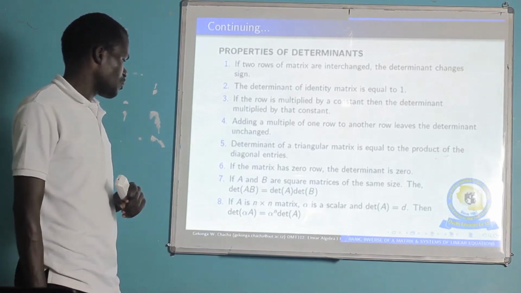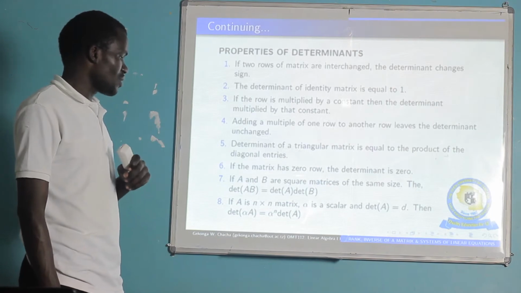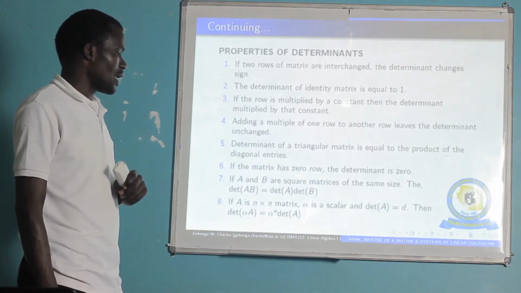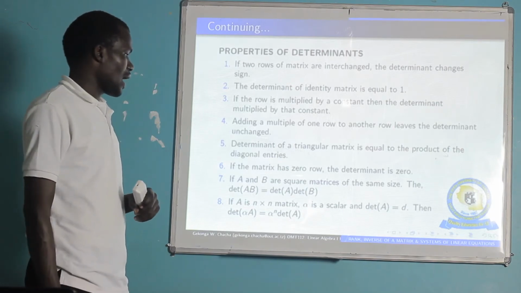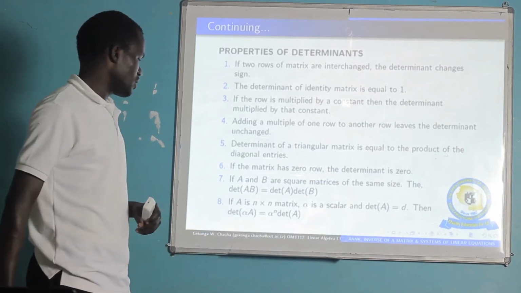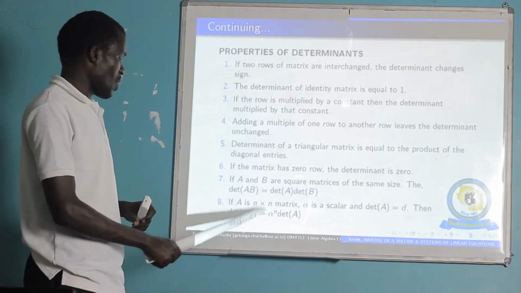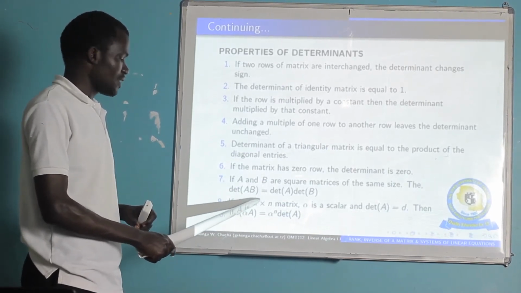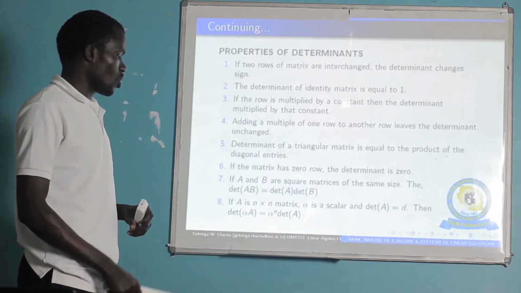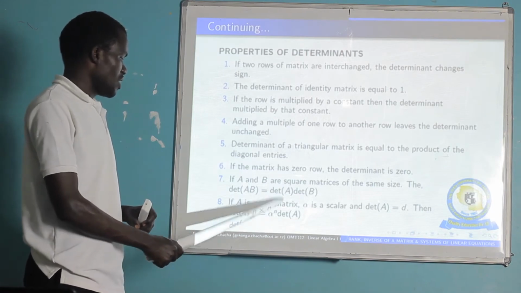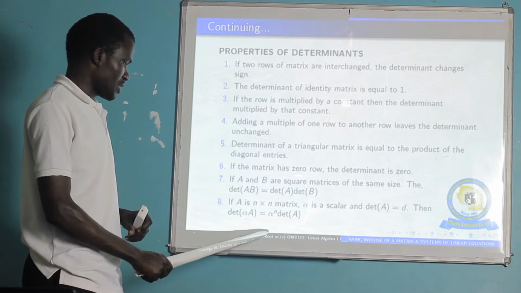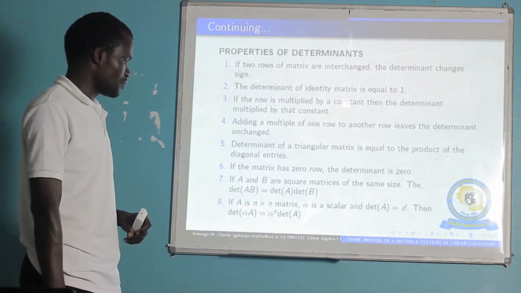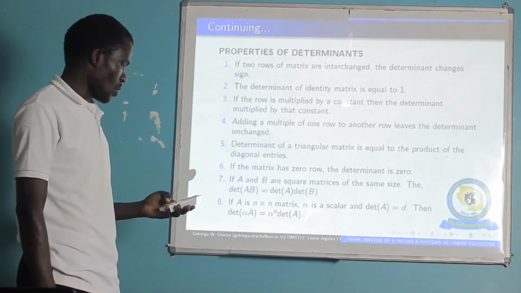Property number 8. If A is an n by n matrix, and alpha is a scalar or any real number, and the determinant of A is equal to b, then the determinant of the matrix alpha times A equals alpha power n, the size of this matrix, times the determinant of A.